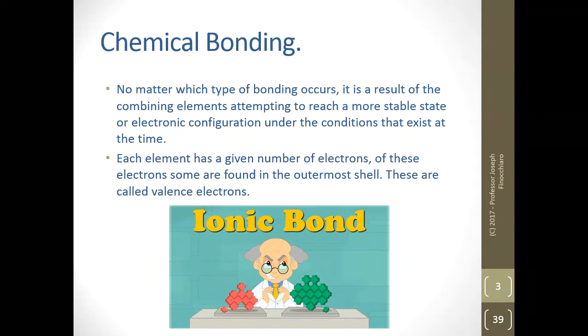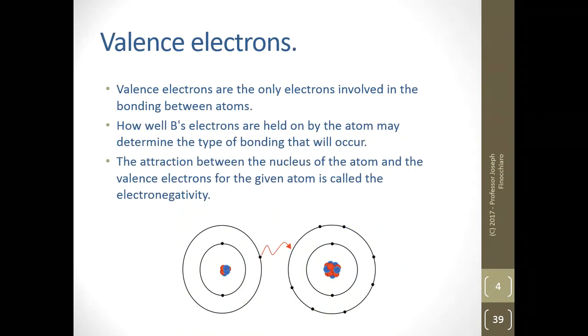Each element, we've seen in the previous chapter, has a given number of electrons. And those electrons in the outer shell, the valence electrons, are going to determine, quote unquote, the stability. That's where it comes into play. Valence electrons, the electrons in the outermost shell only, are involved in the bonding between the atoms. How well an element's electrons are held on by the atom may determine the type of bond that occurs. The attraction between the nucleus of the atom and the valence electrons for the given atom is called the electronegativity. Definition right there, note carded.